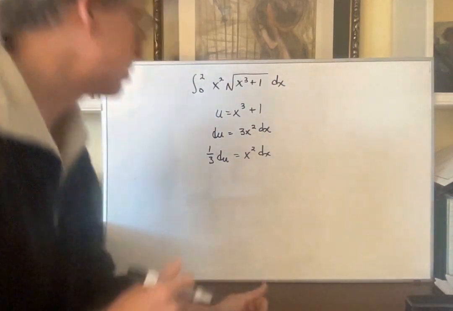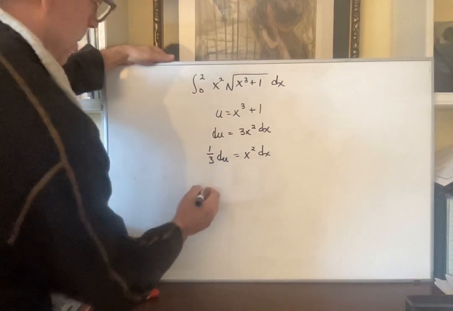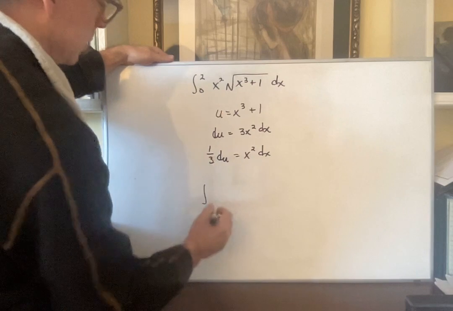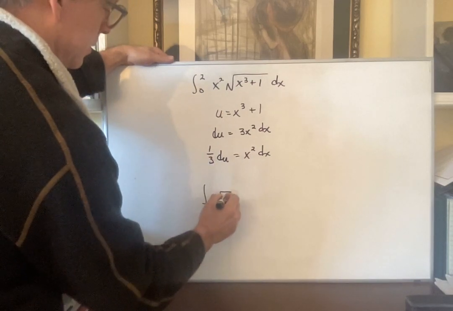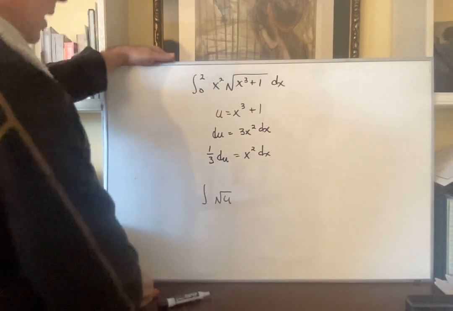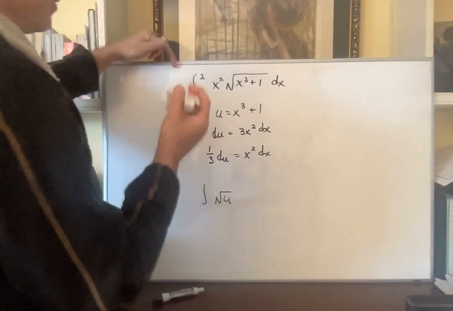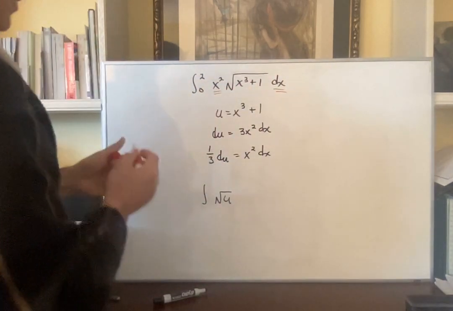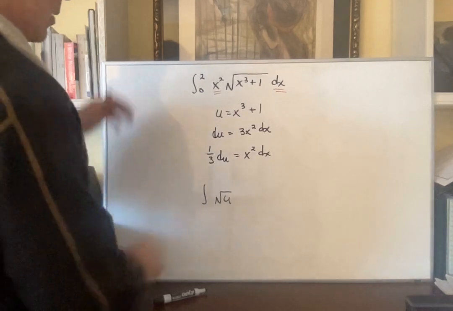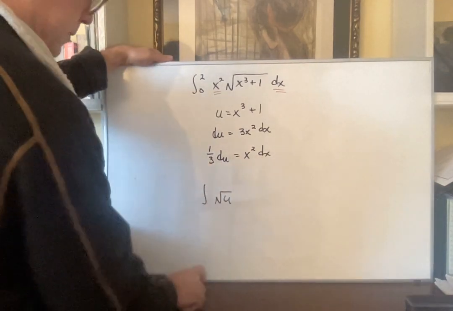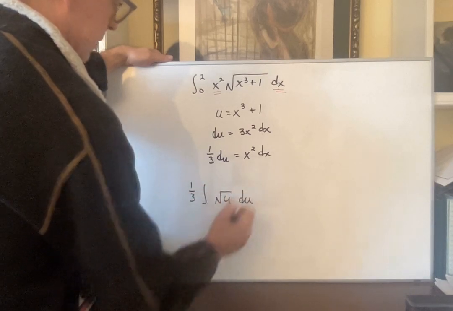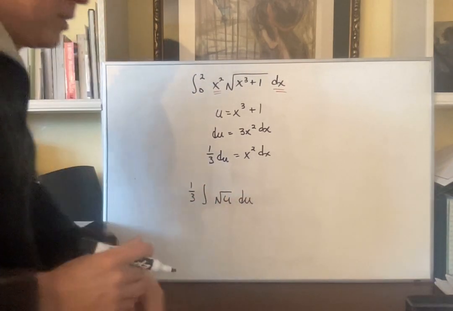Let's rewrite the integral. I'll have the square root of u. And the only thing that I haven't represented is this and this. But guess what? They just equal 1/3 du, right? So I'm going to put the 1/3 out front and put the du here. And then you have the limits.